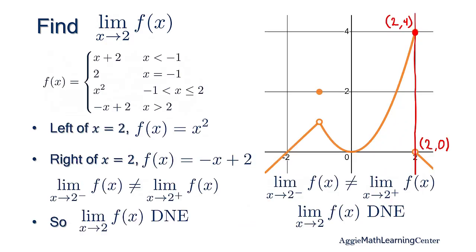Here's one final summary of how we evaluated this limit with the equation and graph. I want to point out again that even though the graph and the equation are very different notations of f of x, the underlying process for evaluating the limit is almost exactly the same.